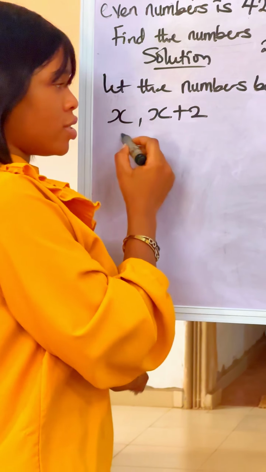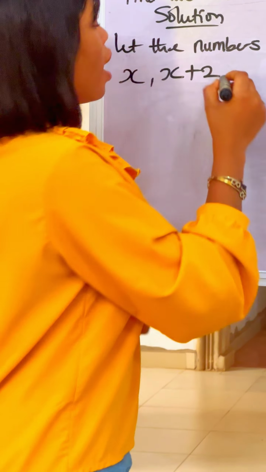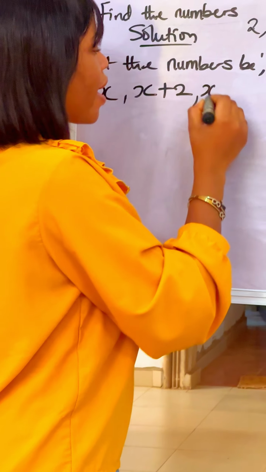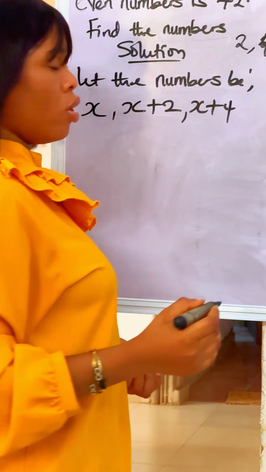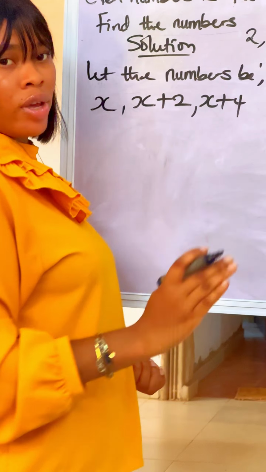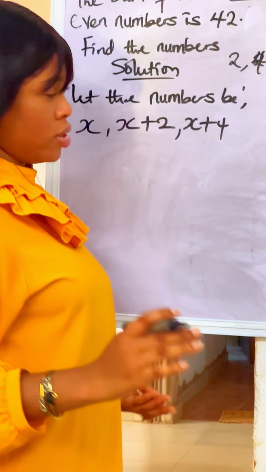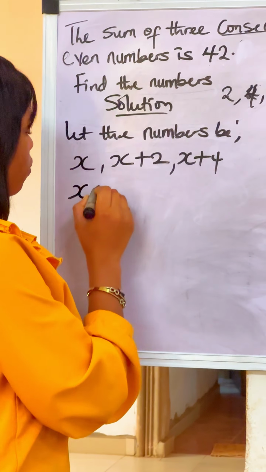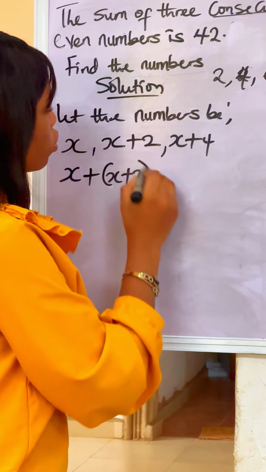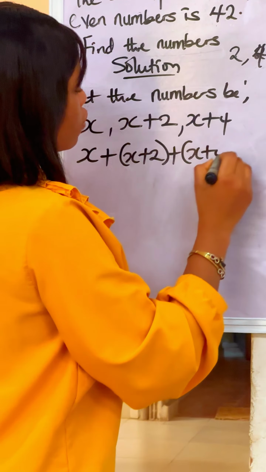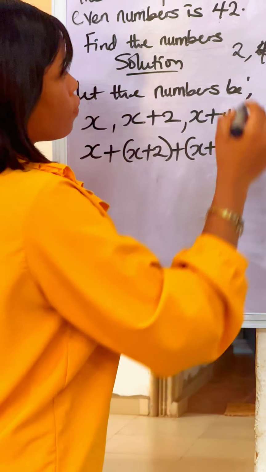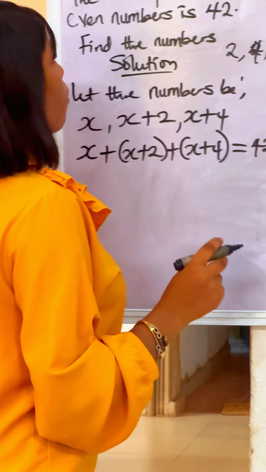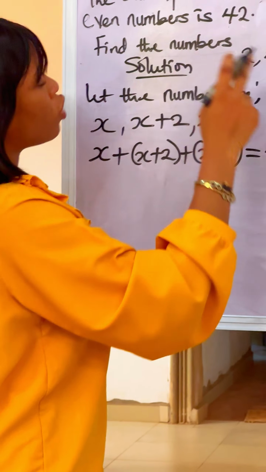So if the first number is x, the second number will be x plus 2, and then the third number will be x plus 4. Now these are the 3 consecutive even numbers. So we have x plus x plus 2 plus x plus 4 equals 42. Because they said the sum of 3 consecutive even numbers is 42.